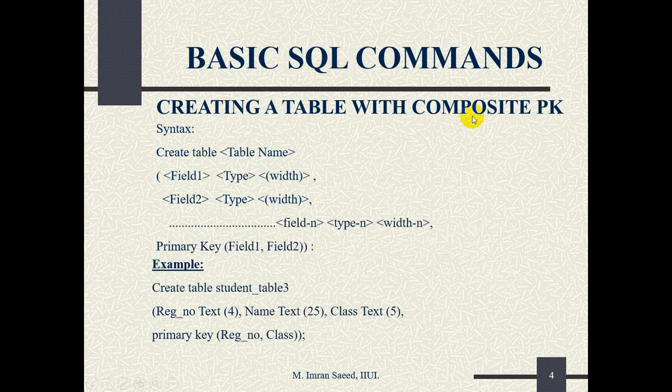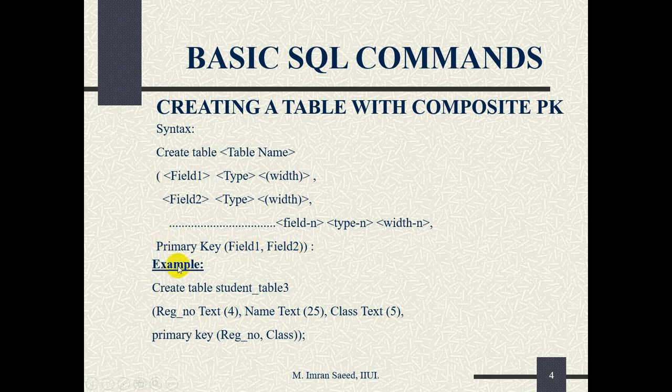Creating a table with composite primary key. Check the same syntax: create table, table name, starting bracket, field 1 type width, comma, field 2 type width, comma, all the fields. When we have defined all the fields, without closing the bracket we write primary key, this is the reserved word, and inside another bracket we write the names of the fields we defined above, and those 2 or 3 fields will become the composite primary key.